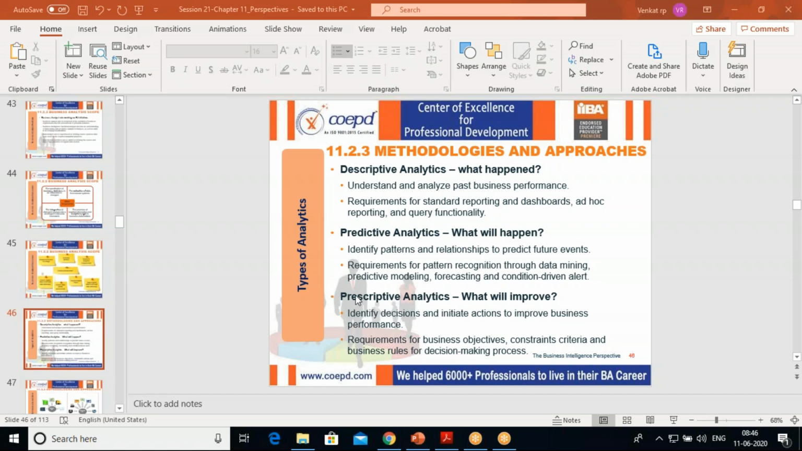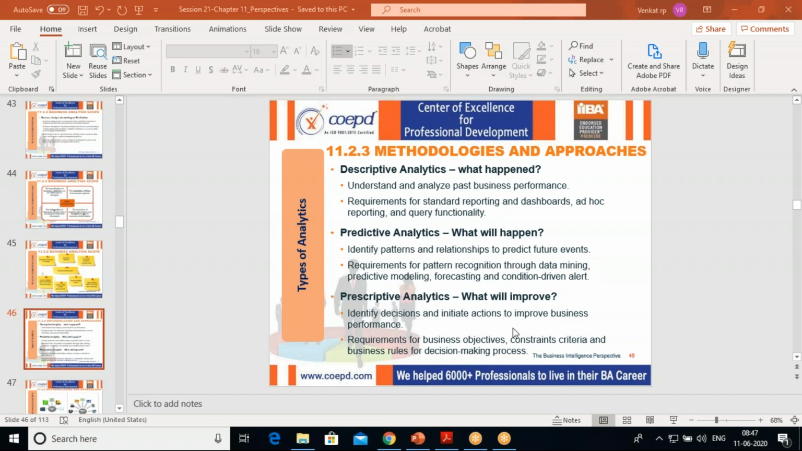And here we have prescriptive analytics. Prescriptive analytics means what will improve. So identify the decisions and initiate actions to improve the business performance. That means if we make small changes, or small decisions towards an initiative, it will make an impact on future outcomes. So we have to be a little careful on those things. Okay, we should be focusing on it.